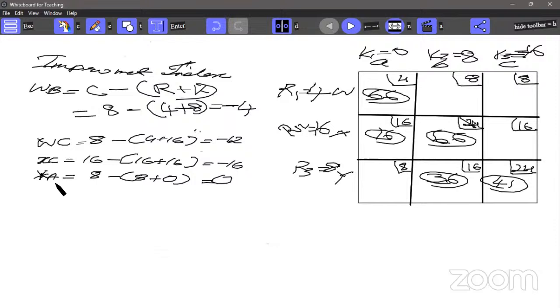So what does this negative improvement index mean? The water cells are the empty cells, isn't it? If I allot 1 unit in that particular cell, I will be saving 16 rupees. Minus means that I will be saving money. Do you want to save money or spend more money? Save money. So which saving is better, minus 4, minus 12 or minus 16? Minus 16. Very good.